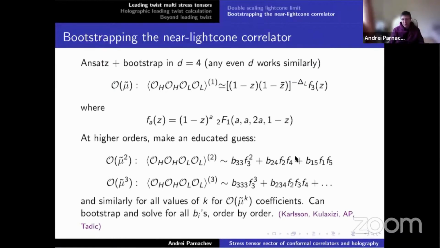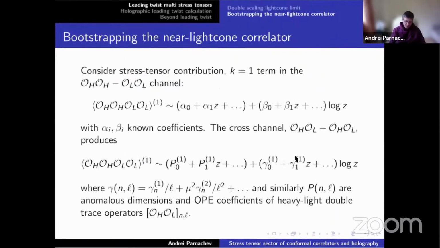So one can then bootstrap, and actually you see that the equations that you get form an overcomplete system of equations, but this ansatz, which is what we call it, solves all of them. And we can solve for these coefficients order by order. So in particular, if you start with the stress tensor, the stress tensor term at order mu tilde has some polynomial, some series in z, and some series in z times log. And from these numbers, you can read off the OPE coefficients and the anomalous dimensions in the cross channel, where you fuse the heavy and light operators together.